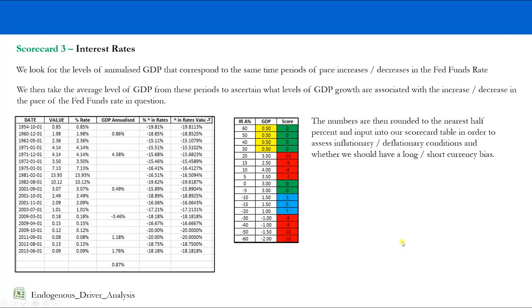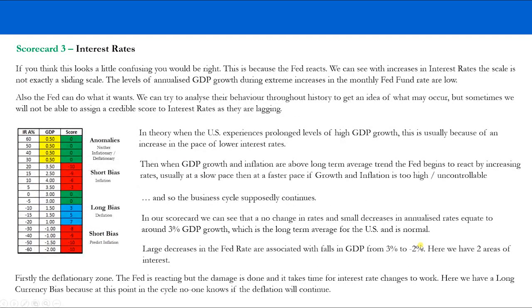Now you can see, as we've already mentioned, that the scorecard looks slightly different to previous scorecards. And we can explain how this works. If you think it looks a little confusing, you'd be right. And this is because the Fed reacts when it comes to interest rates. Interest rates, as we've mentioned previously, are lagging. But what we can see with increases in interest rates is that the scale is not exactly a sliding scale. There seems to be something going on over here.